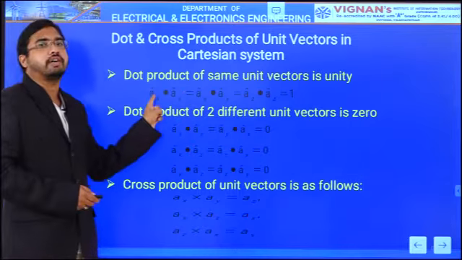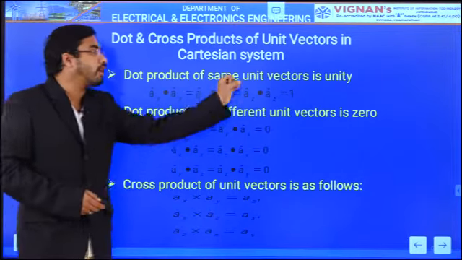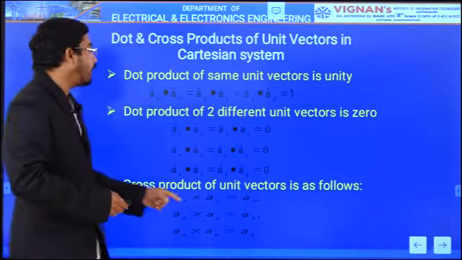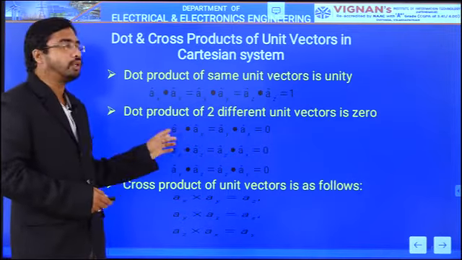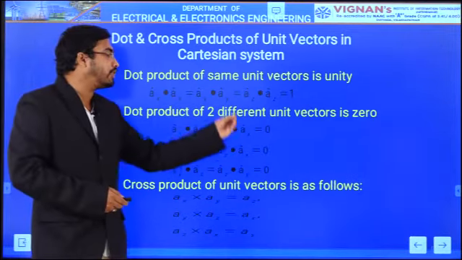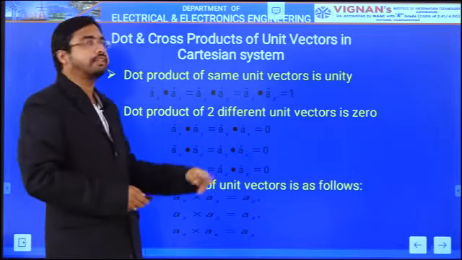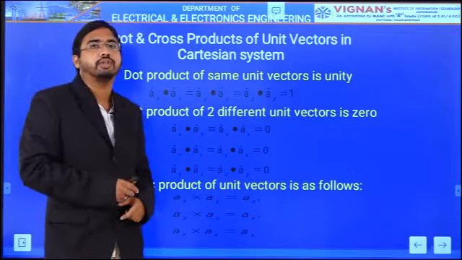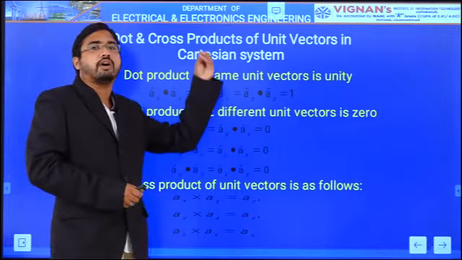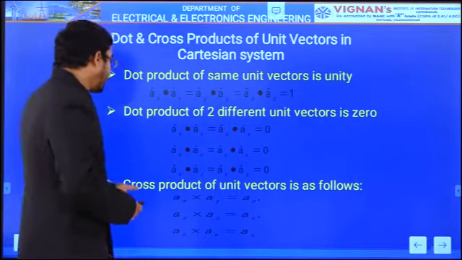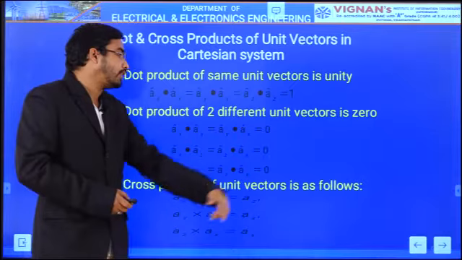The dot product of two similar unit vectors is always unity, that is equal to 1, and the dot product of two different unit vectors is always equal to 0. That means Ax dot Ay, Ay dot Az, all those dot products of two different unit vectors are always equal to 0. Next, cross product of unit vectors.